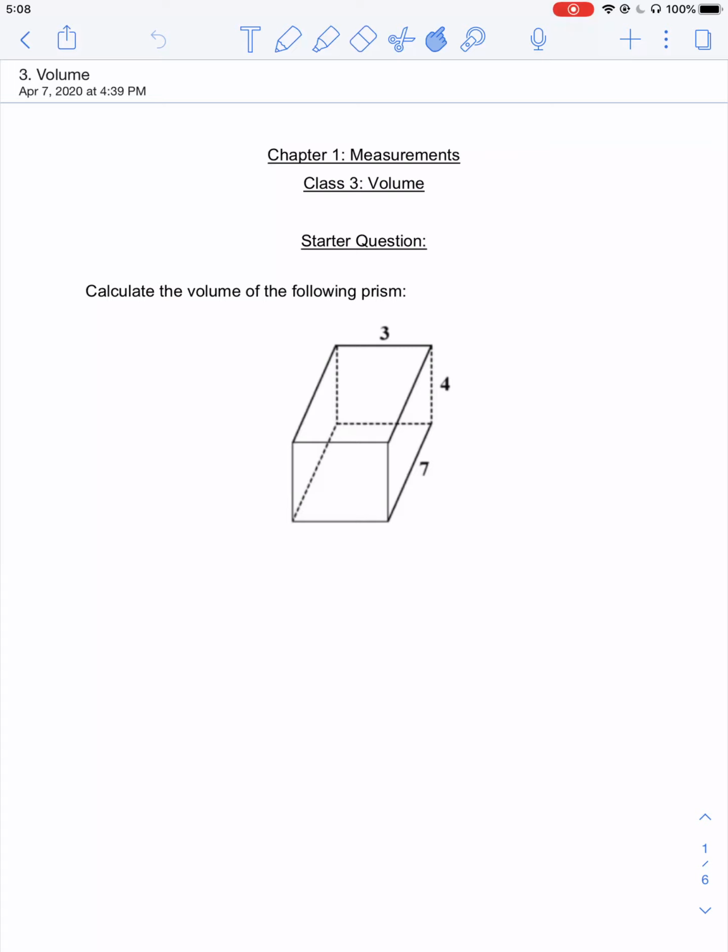With volume, that's not the case. So I am hoping today's class will be hopefully slightly shorter, and it will hopefully make a little bit more sense than yesterday's class.